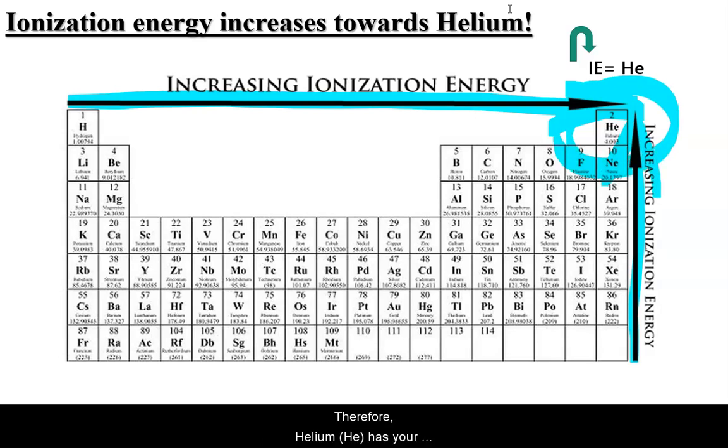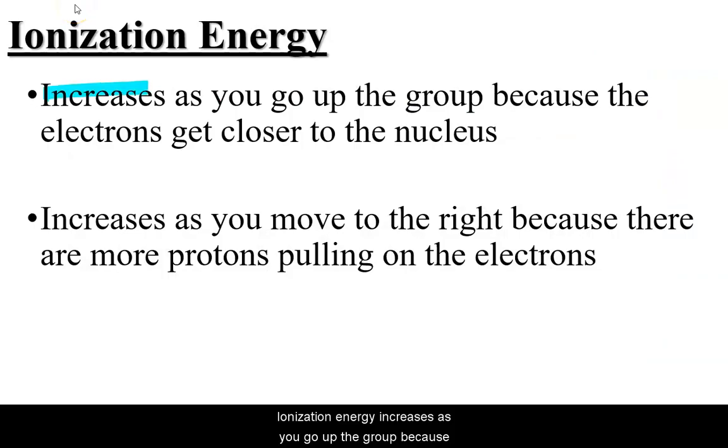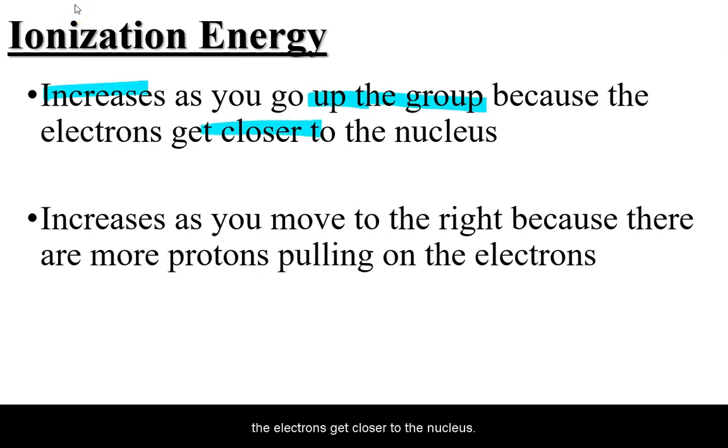Therefore, helium has your highest ionization energy. You can remember that with a little phrase, IE equals HE. Ionization energy equals helium, which is your biggest one. Ionization energy increases as you go up the group because the electrons get closer to the nucleus. And it increases as you go to the right because there are more protons pulling on the electrons.